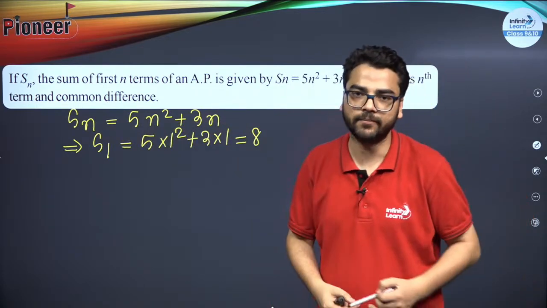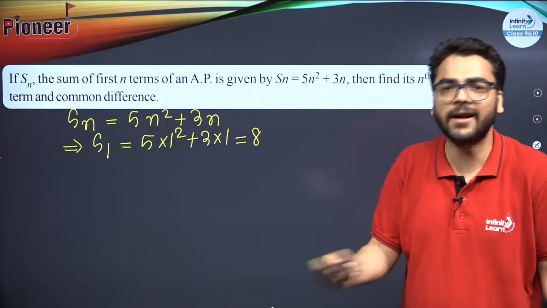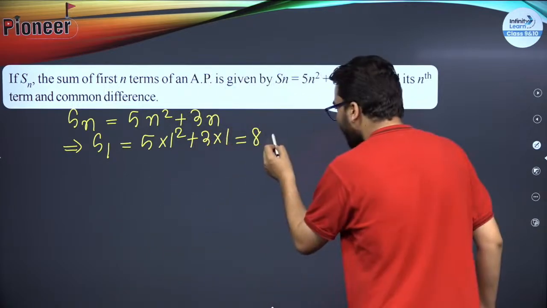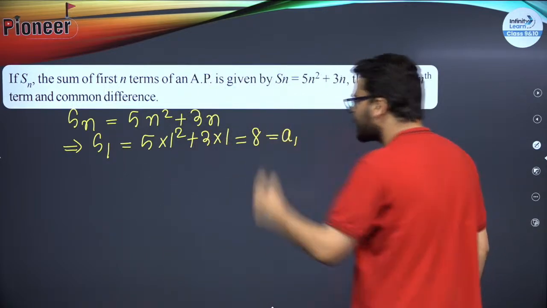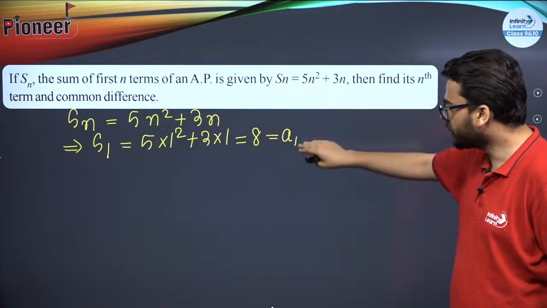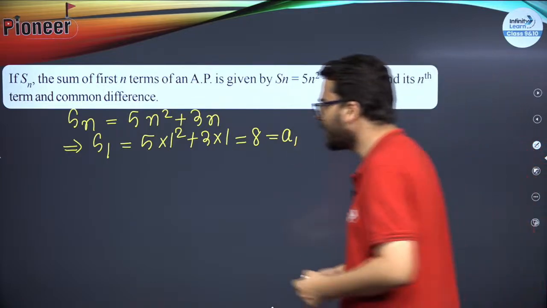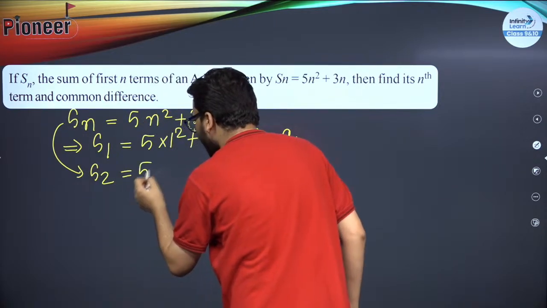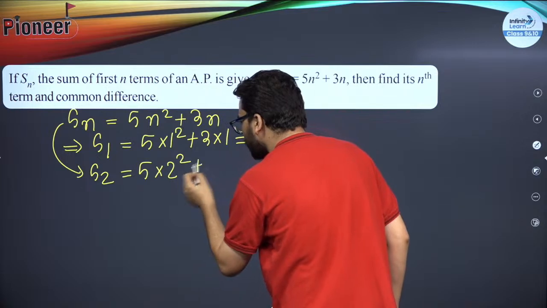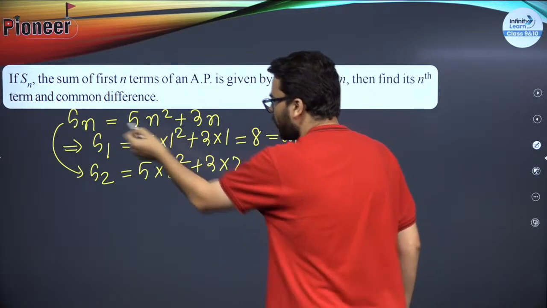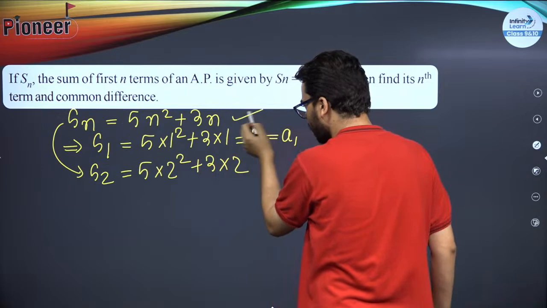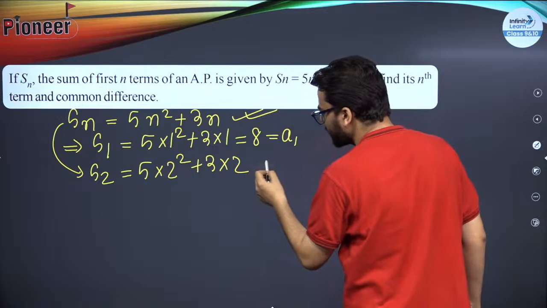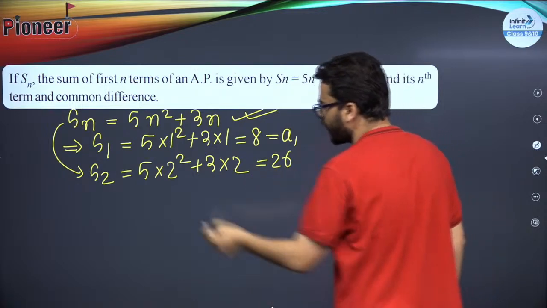Now what is S1? S1 is the sum of the first one term. You understand that? So the sum of the first one term means this is equal to A1 only, the first term of this AP. So the first term of this AP is 8. Now can I find S2 from here? S2 will be 5 into 2 square plus 3 into 2. If you put n is equal to 2 in the left hand side, you have to put n is equal to 2 in the right hand side as well. So basically this is 5 4s are 20 plus 6, 26. So this is 26 over here.